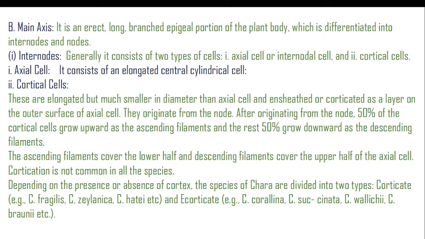Sometimes it depends on the presence or absence of a cortex. The species of Chara are divided into two types: corticate, for example Chara fragilis, Chara zeylanica, Chara hatti, and ecorticate, that is Chara corallina, Chara succinata, and Chara wallichii.